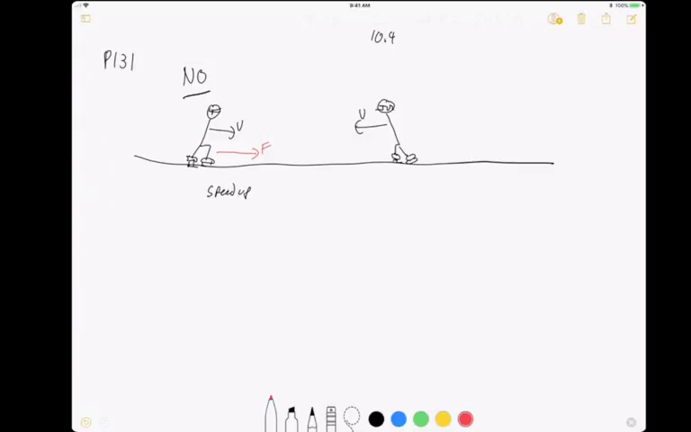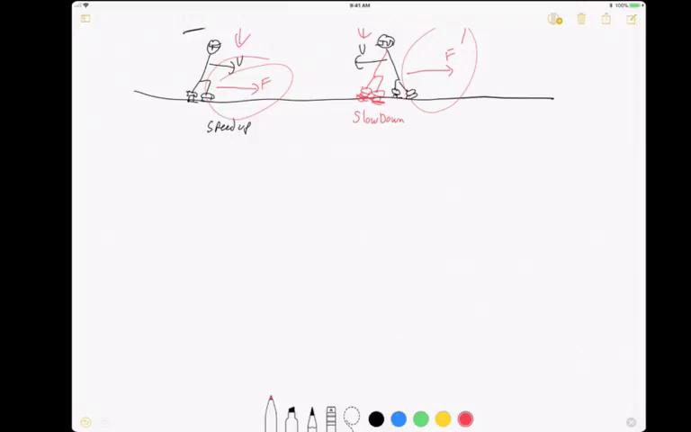So this guy wants to slow down. Which way will he need to accelerate to slow down? He needs to push on the ice in that direction. So this guy's going to turn his body so that his ice skates are digging into the ice like that to generate this force. In both cases, it's the same force, same direction, but the velocity is different. So even if you know the direction of the force, that doesn't tell you anything about the direction of the velocity. Next question.